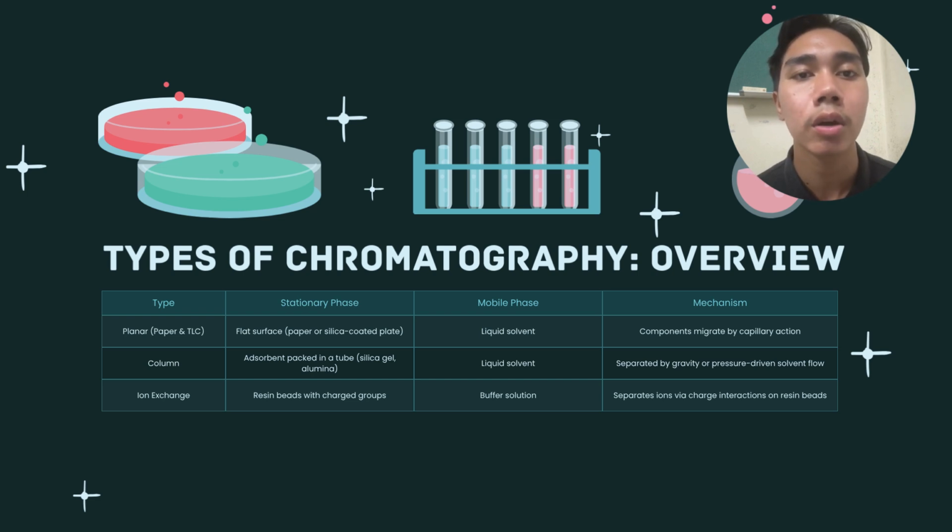The second type is column chromatography. In this method, an adsorbent such as silica gel or alumina is packed inside a column. A liquid solvent moves through the column by gravity or pressure, carrying the sample components and separating them. The third type is planar chromatography, which includes paper chromatography and thin layer chromatography, or TLC. It uses a flat surface coated with an adsorbent. The solvent moves across the surface by capillary action, causing the components to separate.